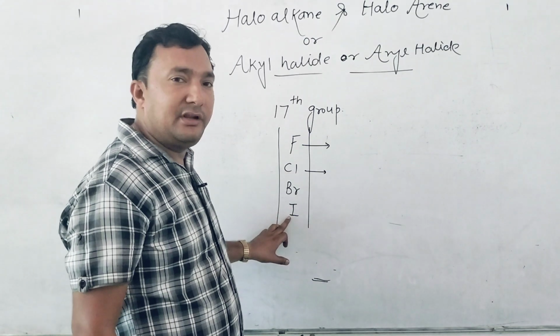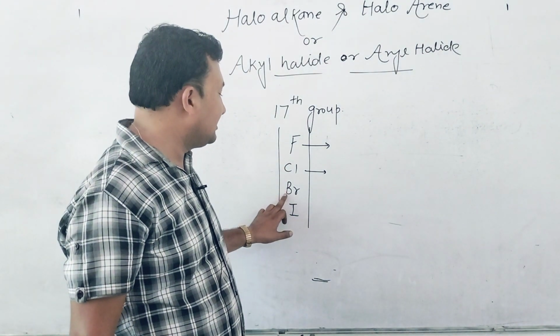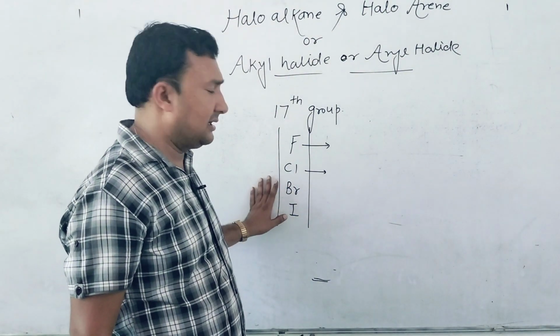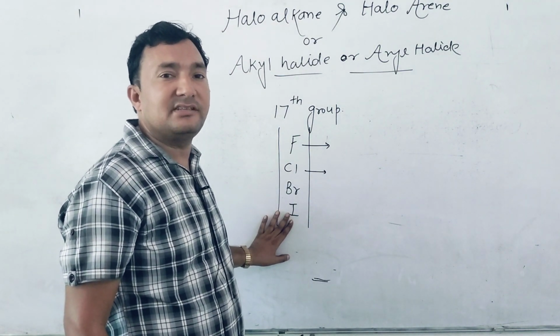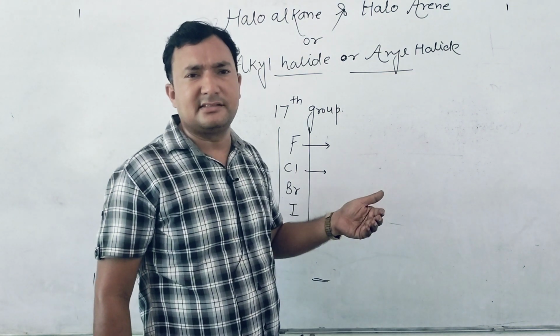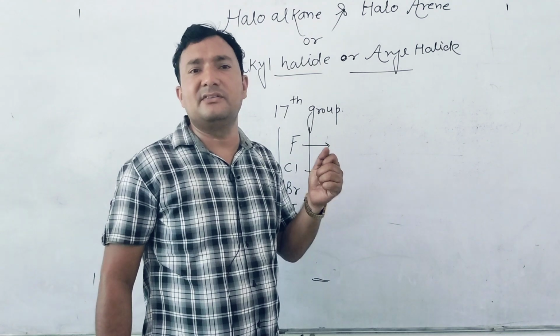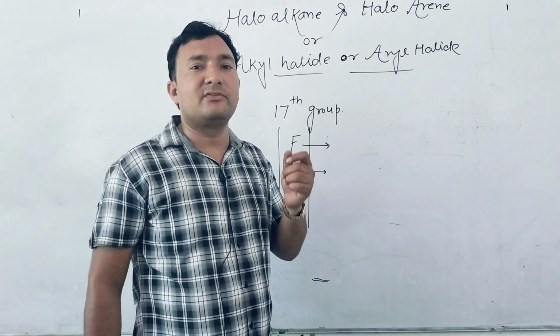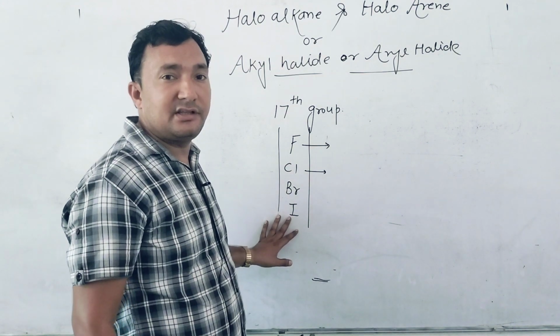Now we talk about iodine. Iodine is the only solid in this halogen group. Bromine was liquid, chlorine and fluorine were gases, so iodine is solid in nature. Iodine is one of the famous halogens because it is used in several chemicals. If you can recall the chemical AgI, silver iodide, it is used to produce artificial rain. So AgI is used there.